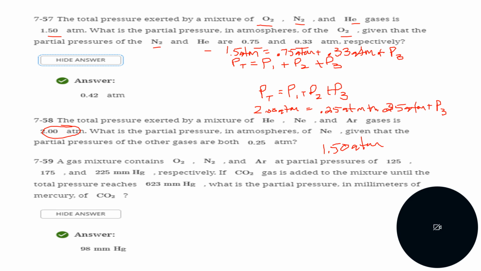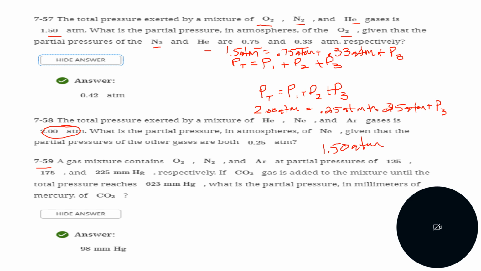And the last one, 7-59. A gas contains oxygen, nitrogen, and argon at partial pressures of 125, 175, and 225 respectively. If CO2 is added to the mixture until the total pressure reaches 623 millimeters of mercury, what's the partial pressure in millimeters of mercury of the CO2? So in this case, it looks like we have 4 gases, and we're going to subtract 3 of them from our total pressure.